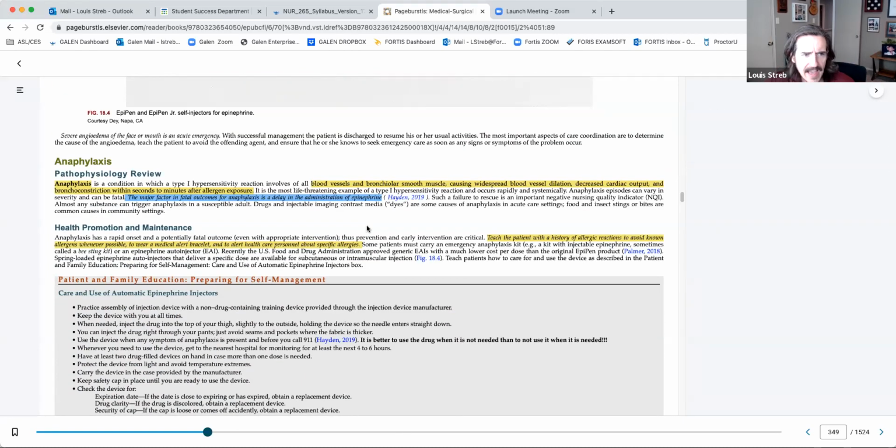So stop the infusion, change the tubing, administer normal saline, but keep the IV access. All right. Anaphylaxis is a condition where the hypersensitivity causes the blood vessels and the bronchial smooth muscles to do what they're supposed to do, dilate, right? So it causes widespread blood vessel dilation.